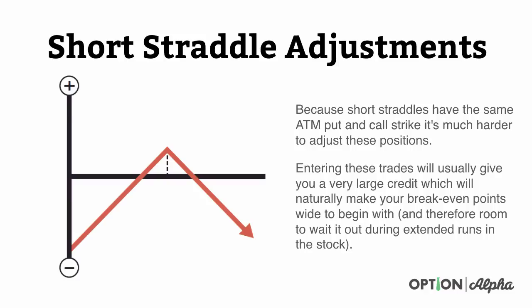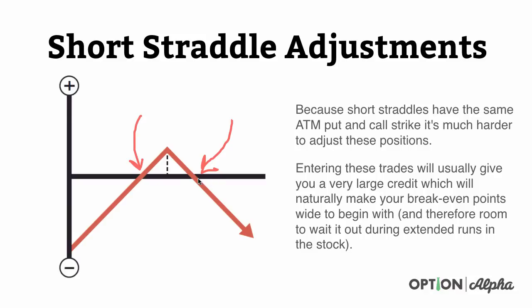Because short straddles have very much the same at-the-money put strike and call strike, it's obviously much harder to adjust these positions, because you don't want to go too far inverted. You already have strike prices that are exactly the same sitting right over top of where the market is trading. So entering these trades is usually going to give you a large credit to begin with, which will naturally make your break-even points really wide. So you usually take in a much bigger credit on these short straddles.